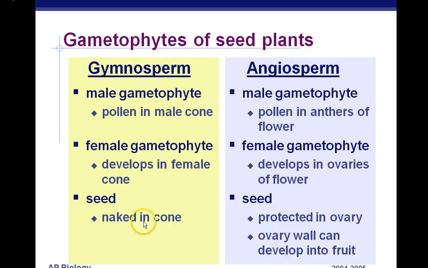In gymnosperms, they're naked seeds. That's probably the most important thing on this list here. They don't have any fruit covering. The seeds in an angiosperm are protected inside the ovary, and the ovary wall develops into a fruit, like an apple.